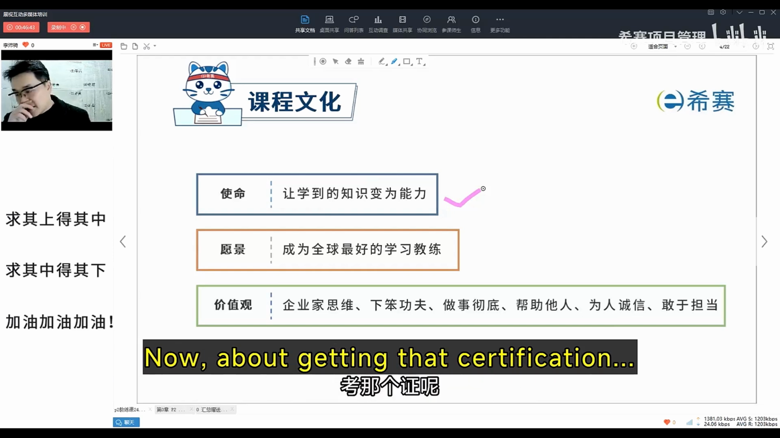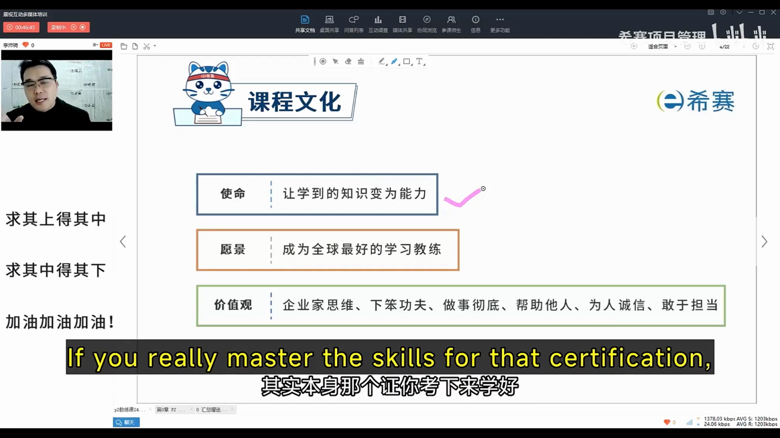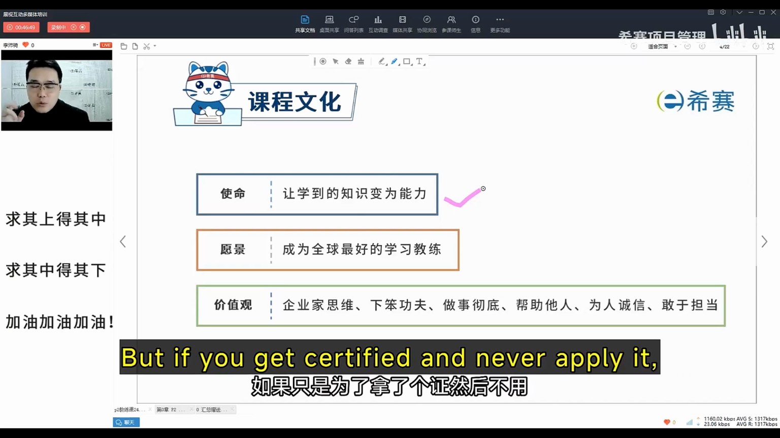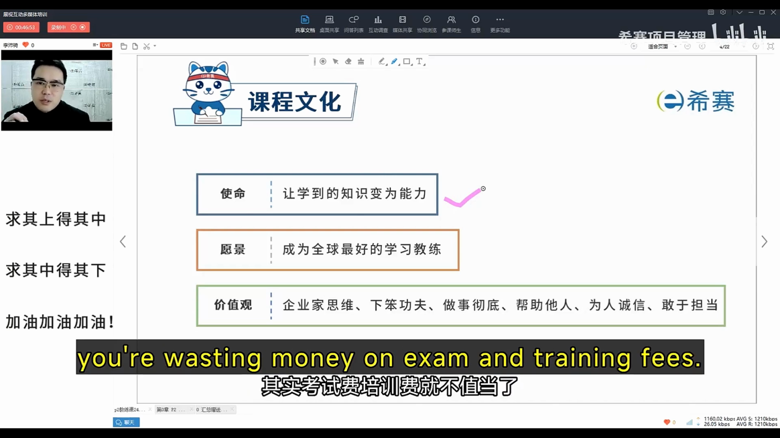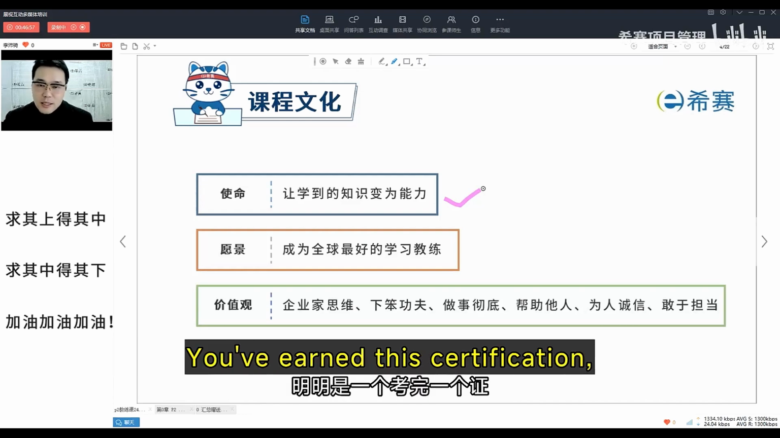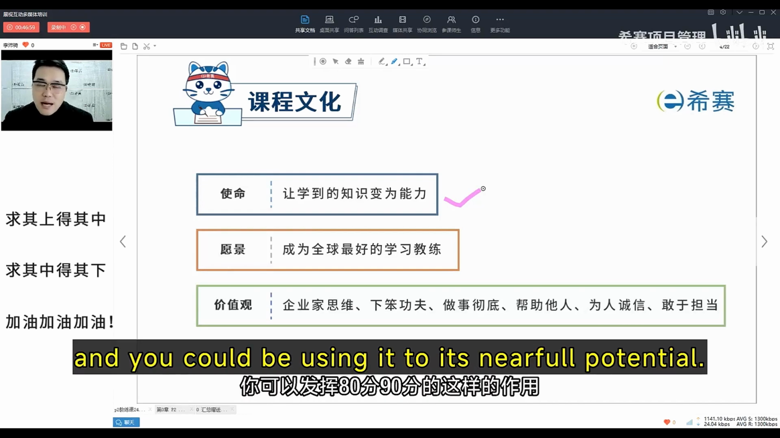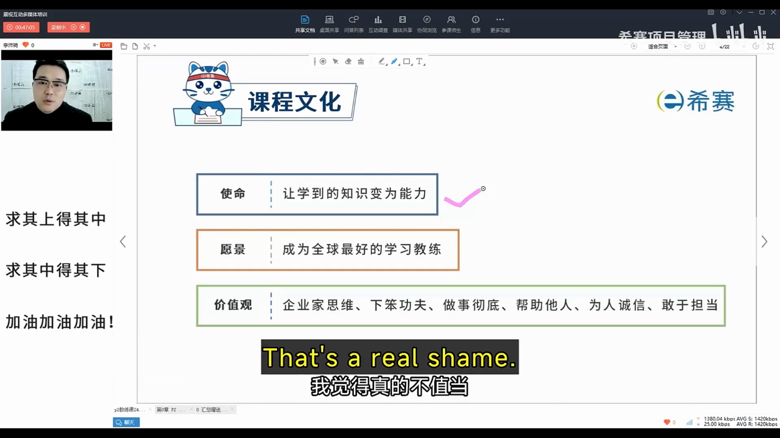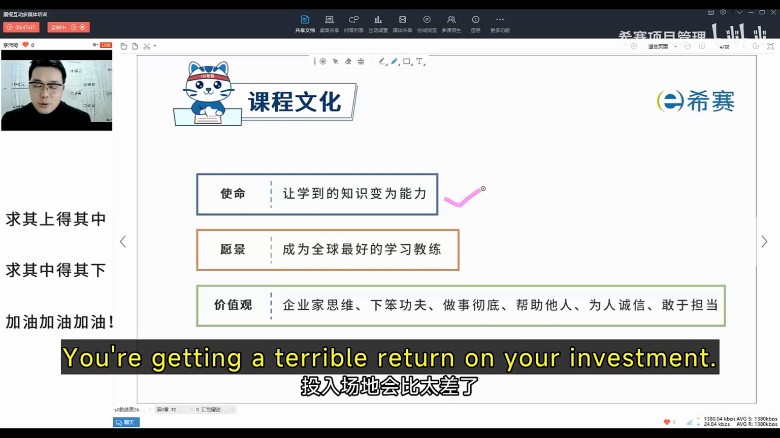Now, about getting that certification. If you really master the skills for that certification, it can be incredibly beneficial. But if you get certified and never apply it, you're wasting money on exam and training fees. It's a complete waste. You've earned this certification, and you could be using it to its near full potential. Instead, you're barely scratching the surface. That's a real shame. You're getting a terrible return on your investment.